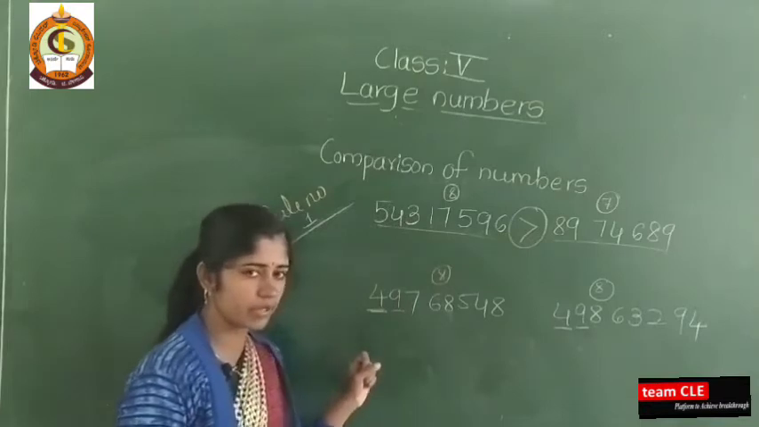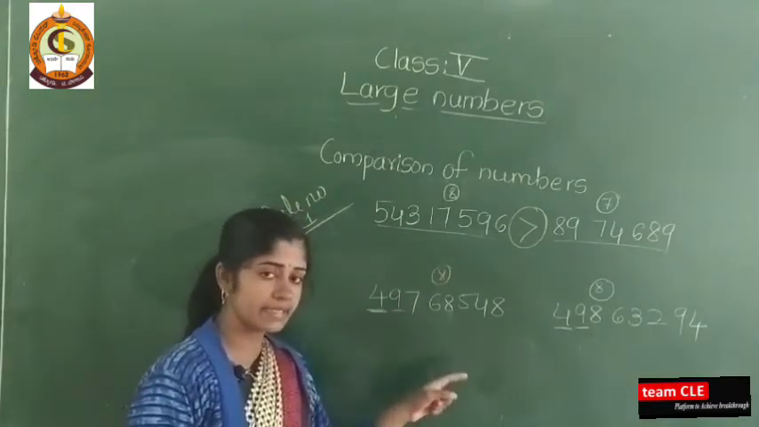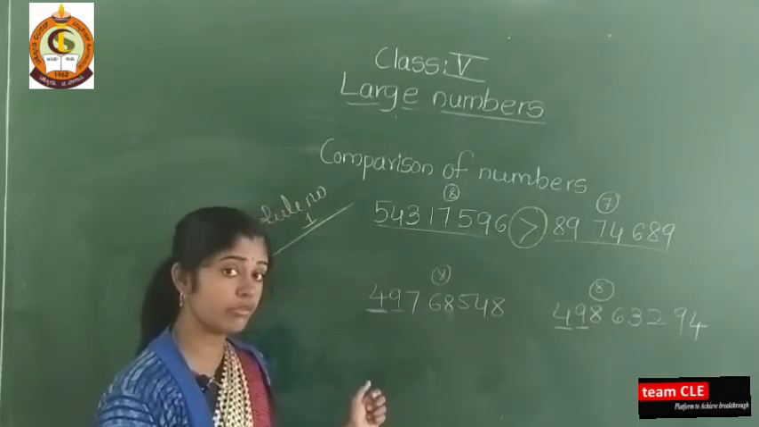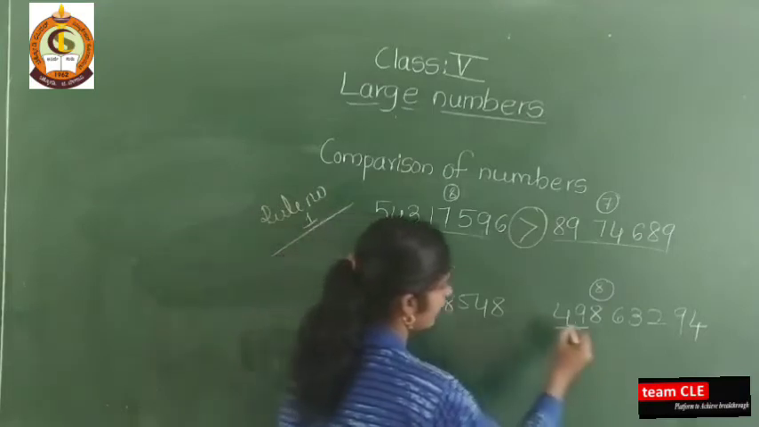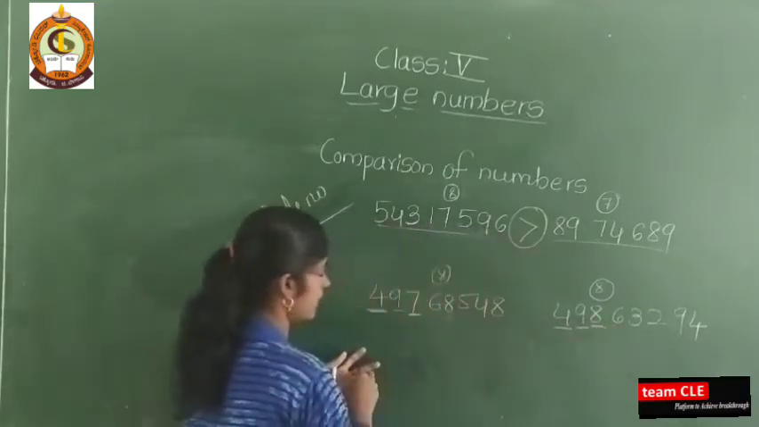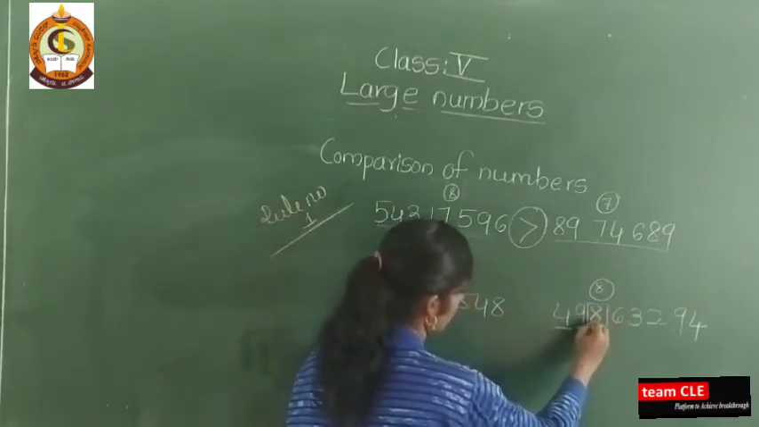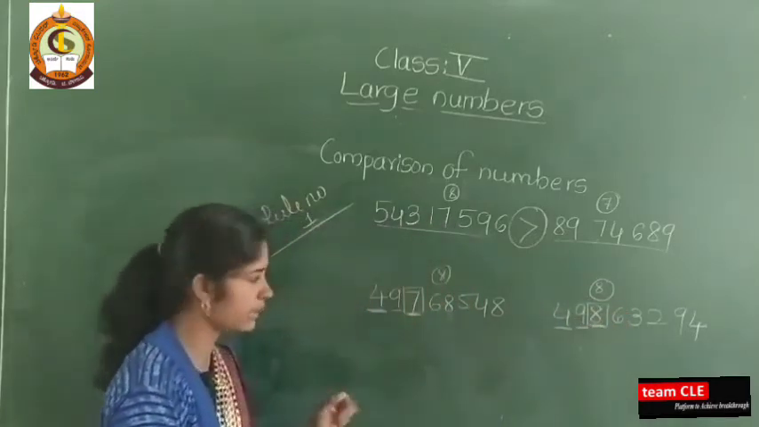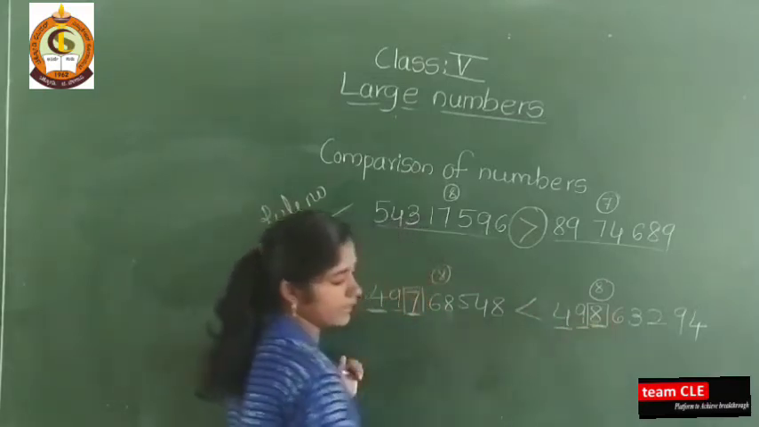See here the number of digits is equal, the first digit is equal, and the second digit is also equal. Then what to do? You need to check the third digit. So here 7 is there, and here 8 is there. So which one is the greatest number here? Here 7 is there, and 8 is there, so this number is the greatest number.